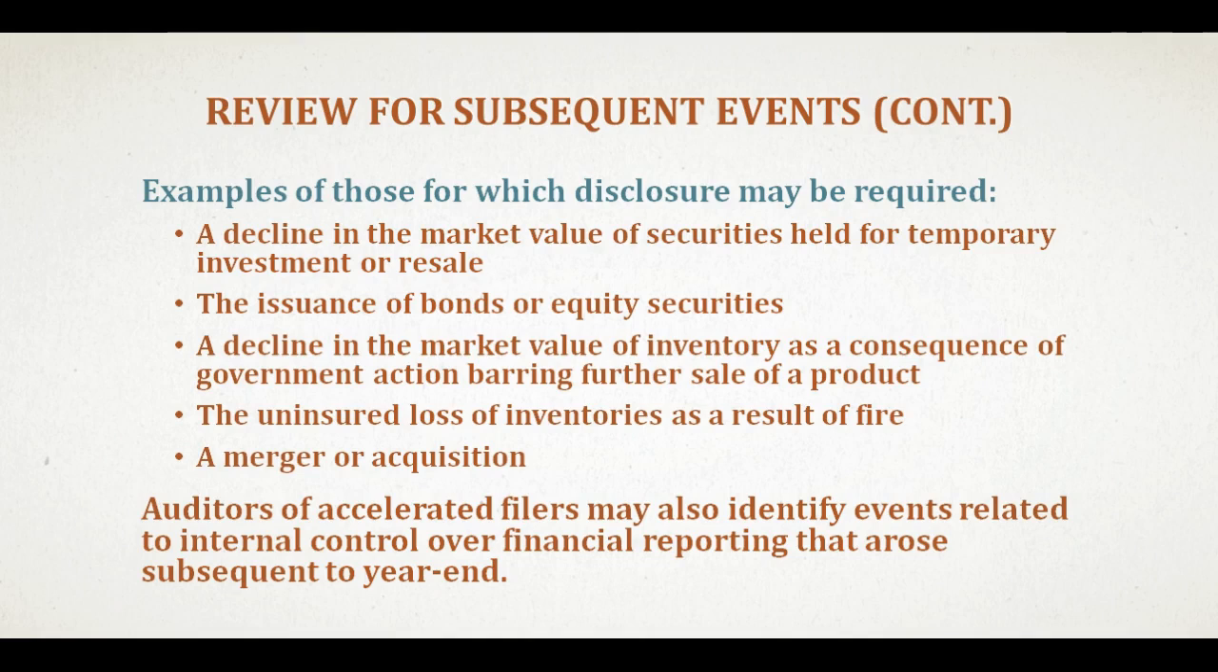Examples of subsequent events for which disclosure may be required are a decline in the market value of securities held for temporary investment or resale, the issuance of bonds or equity securities, a decline in the market value of inventory as a consequence of government action barring further sale of a product, the uninsured loss of inventories as a result of fire, and lastly, a merger or acquisition. Auditors of accelerated filers may also identify events related to internal control over financial reporting that arose subsequent to year-end.